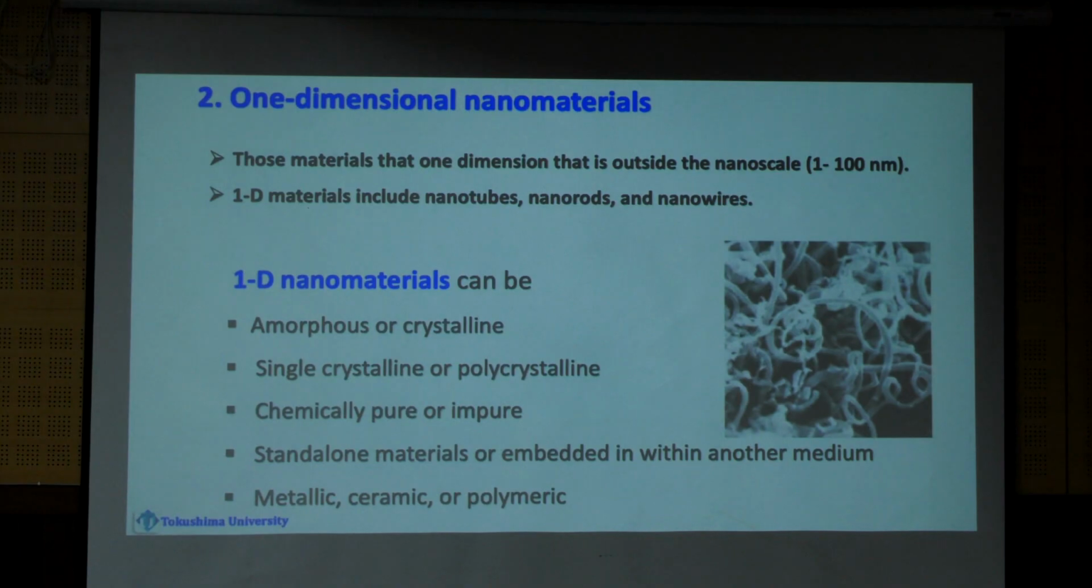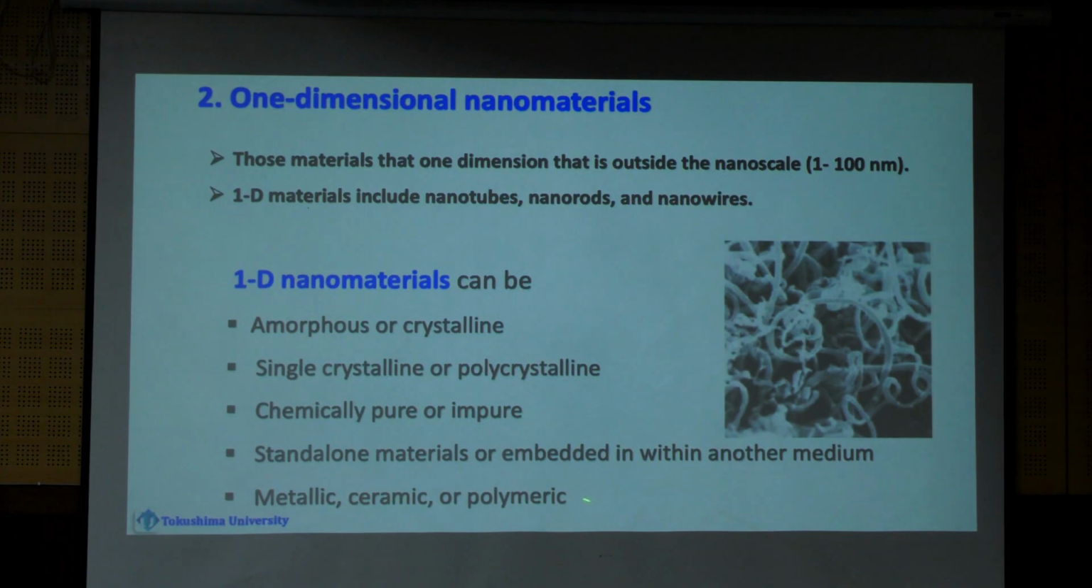It can be amorphous or crystalline. Here also, same as zero dimension, single or polycrystalline is possible. Chemically pure and impure, depending on which technique you are using. If you are using a chemical reaction, sometimes you might get some byproduct, so it is impure. If you are using some kind of physical technique in vacuum or in liquid medium, you get totally pure material. So which technique you use for synthesis decides the quality of the material.